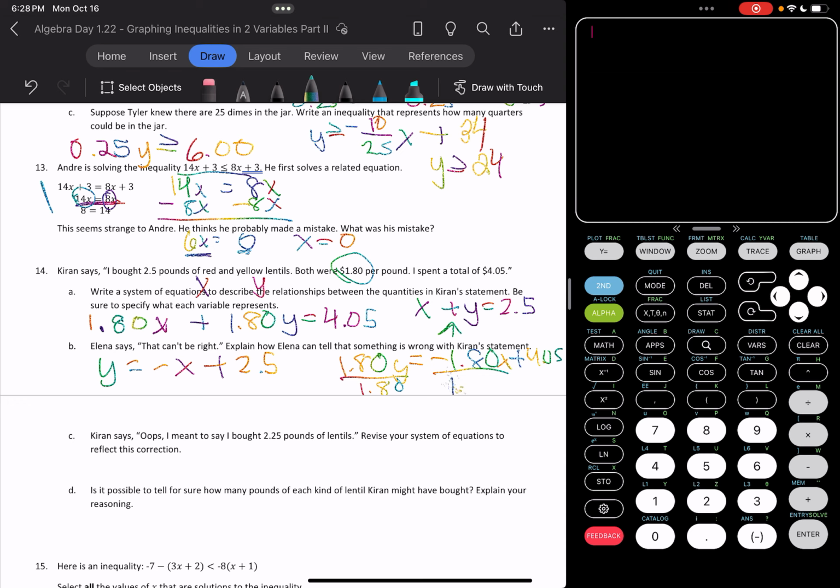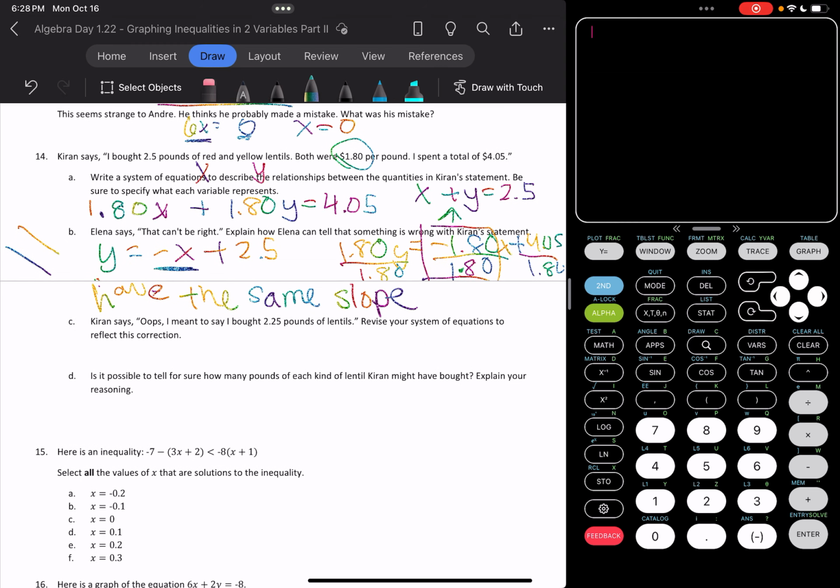And when we divide by 1.80, negative 1.80 divided by 1.80 gives me negative 1, which is the same slope as this. So these two equations have the same slope. And therefore, remember, when we have the same slope, they form parallel lines. And so that means that they would never intersect, and there would be no solution to this particular set of equations.